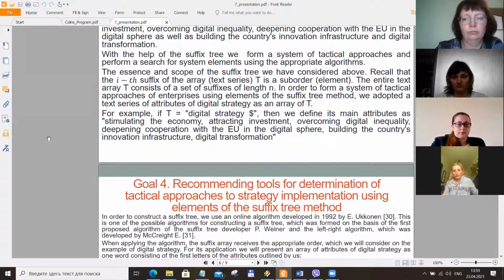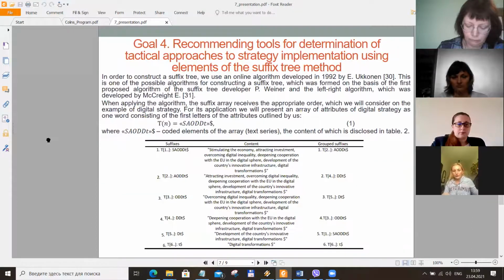And goal number 4, so we recommend for determination of the tactical approaches the strategy implementation. In order to construct this, we use some online algorithm. Not the only one, there are a few different algorithms which were formed on the basis of the first proposed algorithm of the suffix tree developer Peter Weiner, and the left-right algorithm, and we are applying this algorithm.